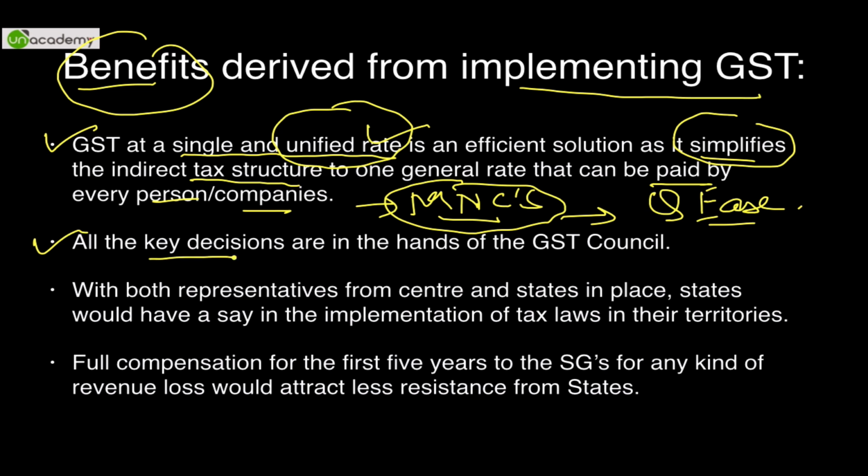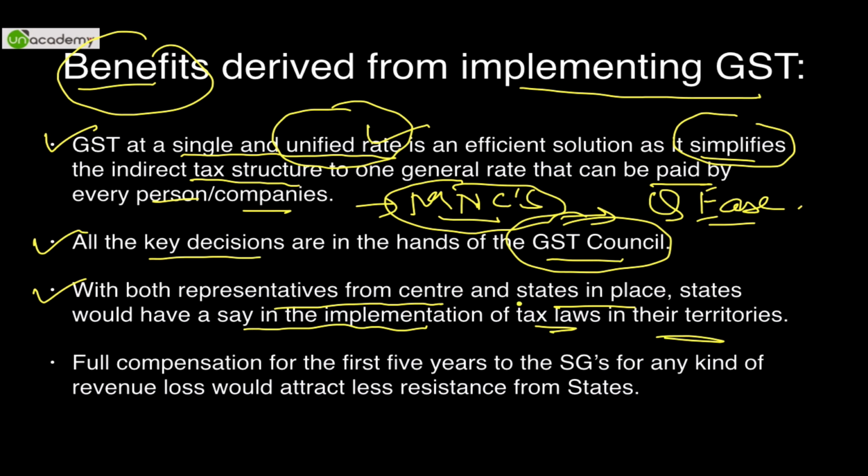Second is that all the key decisions are in the hands of the GST Council, the importance of which we have already discussed in the previous slides. The representatives from both central and state government are in place, and states would have a say in implementation of tax laws in their territories. So all the tax laws that can be implemented in their territories, they will have a direct say. So there will be no resentment in case of this.